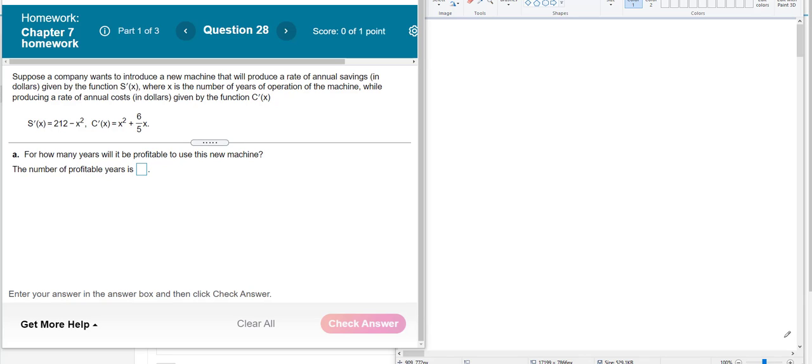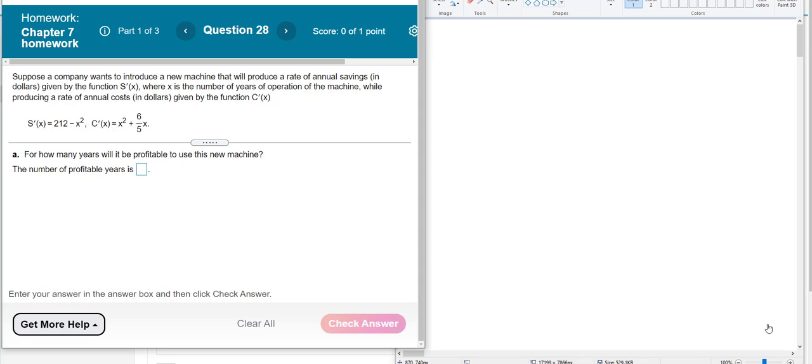Question 28. So here we have an application of area between two curves. Suppose a company wants to introduce a new machine that will produce a rate of annual savings in dollars given by the function S prime of x, where x is the number of years of operation of the machine, while producing a rate of annual costs in dollars given by the function C prime of x. For how many years will it be profitable to use this new machine?